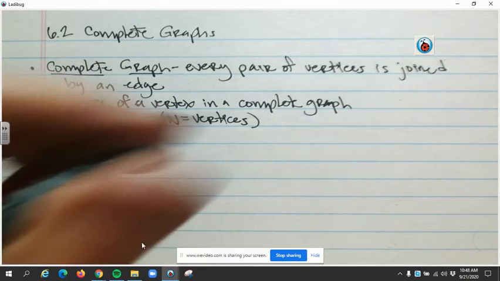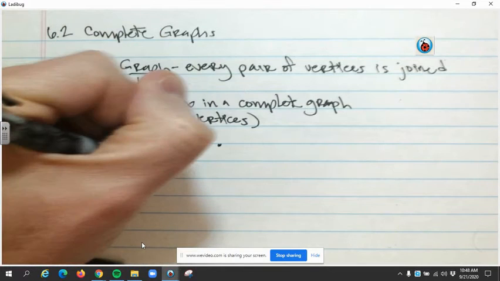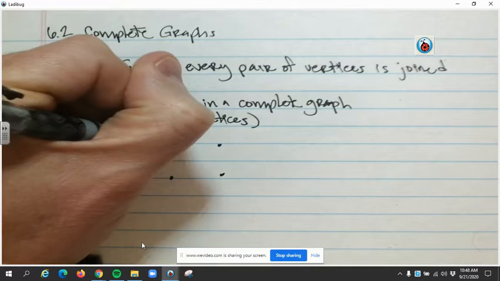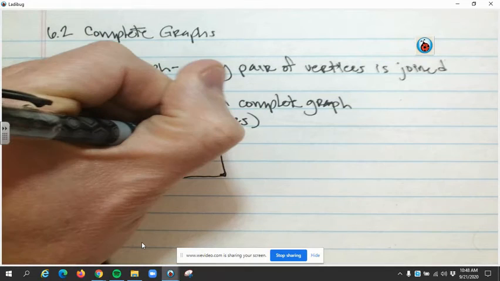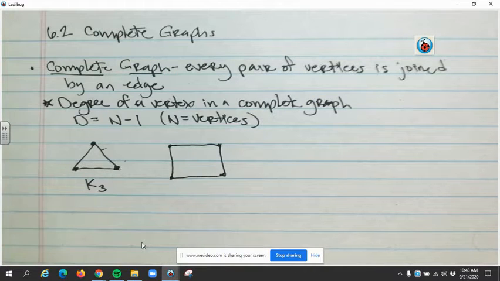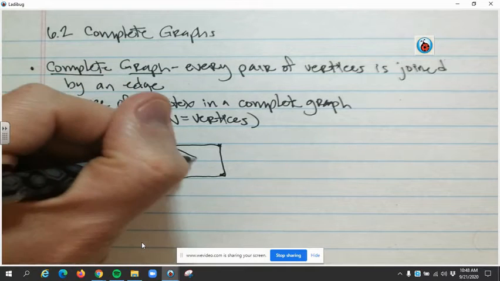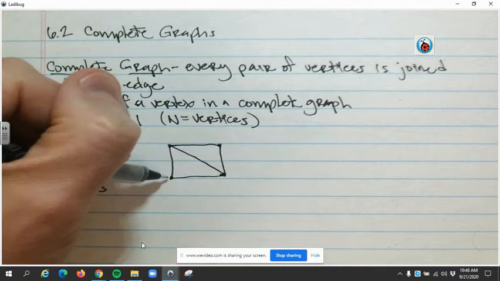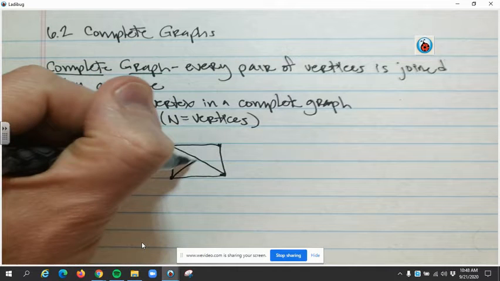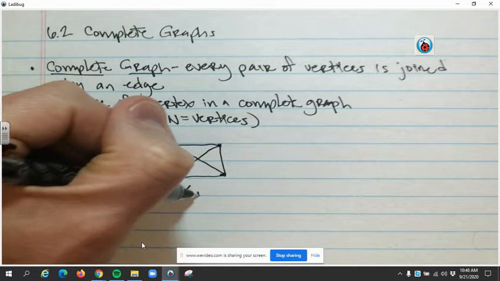Let's draw one with 4 vertices. I'm going to draw a box. So right now I have kind of a complete graph, except that this vertex is not connected to this one directly, so I'm going to connect them straight across. This vertex is not connected to this one, so I'm going to draw it going straight across. A complete graph now with 4 vertices.